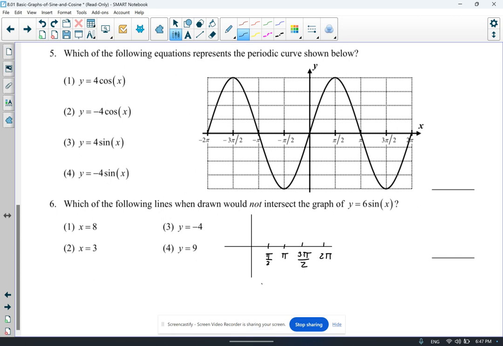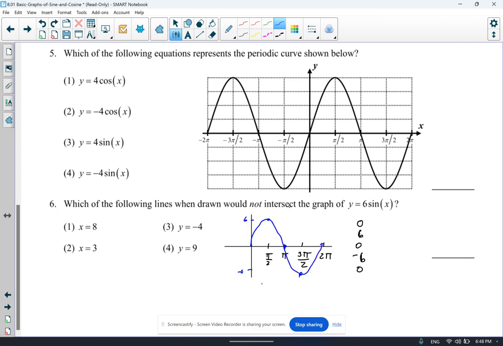In this case, the amplitude is 6, not 1. So normally you would do 0, 1, 0, negative 1, 0 for sine. But instead, since the amplitude is 6, this 1 becomes a 6, and the negative 1 becomes a negative 6. And so the function would look something like this. 0, 6, 0, negative 6, 0. And you would sketch out that sine function.